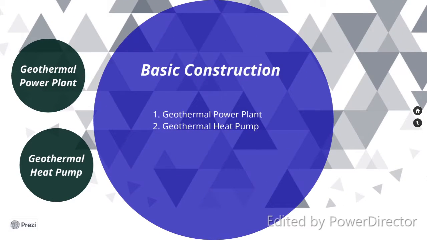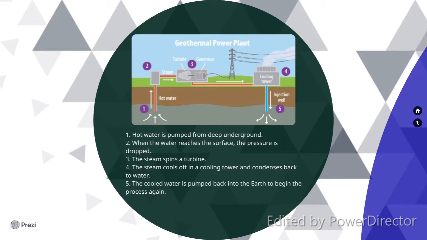Basic construction. There are 2 points in this part, which are geothermal power plant and geothermal heat pump. The figure shows the basic construction of a geothermal power plant. Main items in this figure are hot water, steam, turbine, generator, cooling tower, and injection well. First, hot water is pumped from deep underground. When the water reaches the surface, the pressure is dropped. Then the steam spins a turbine. The steam cools off in a cooling tower and condenses back to water. Lastly, the cool water is pumped back into the earth to begin the process again.